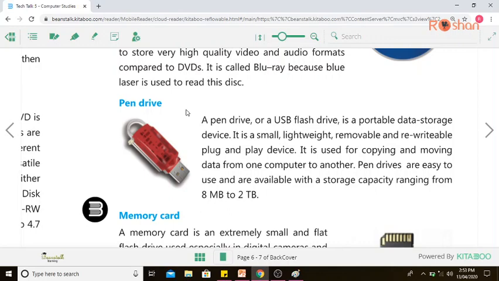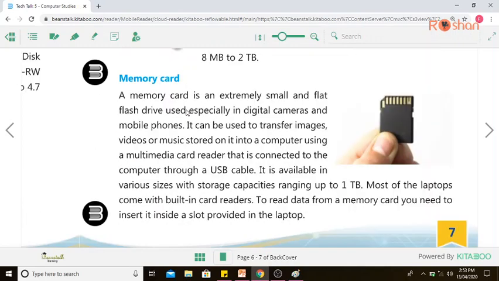Okay, and then one is the memory card. A memory card is an externally small and flat flash drive used especially in digital cameras and mobile phones. Earlier mobile phones had a memory card; now some mobile phones don't have that feature, but some still have the feature to add an extra memory card. So when we add a memory card, what are we doing? We are adding more space in your mobile phone, or we are adding more space in your camera.